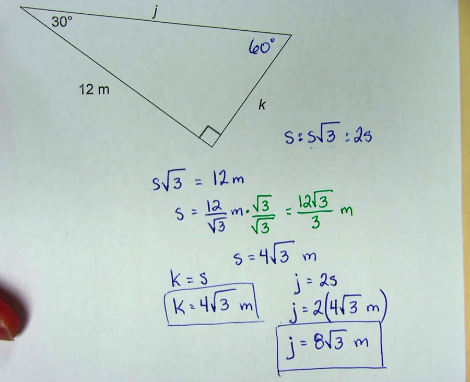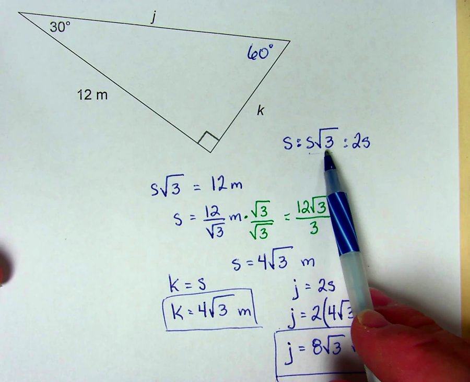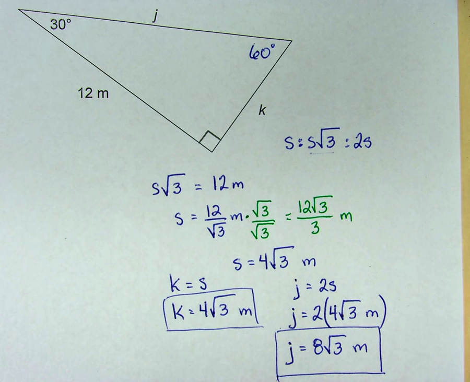Remember, these ratios are only true in these special right triangles. If it's just a right triangle in general without the 30-60-90 or 45-45-90, we're not able to do these special things. In those cases, we have to know two sides and use the Pythagorean equation to find the third side. It's only in the cases where our acute angles are 45 and 45 or 30 and 60 that we have these special ratios.